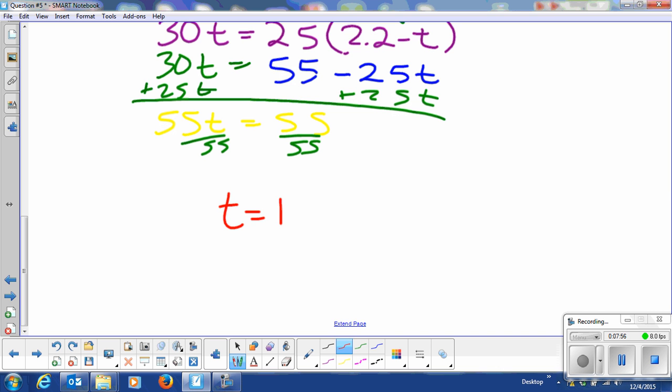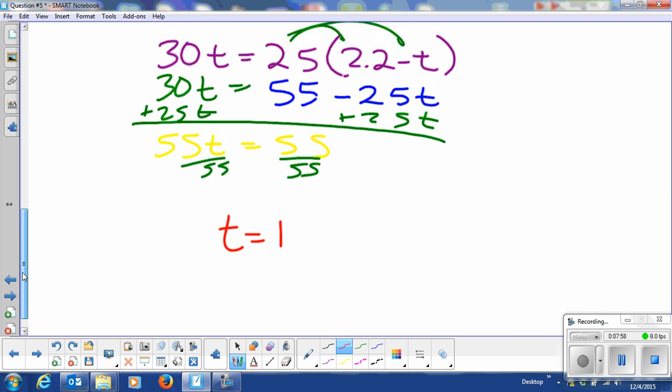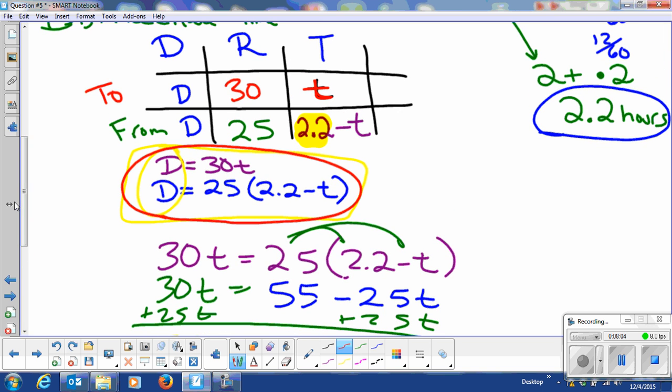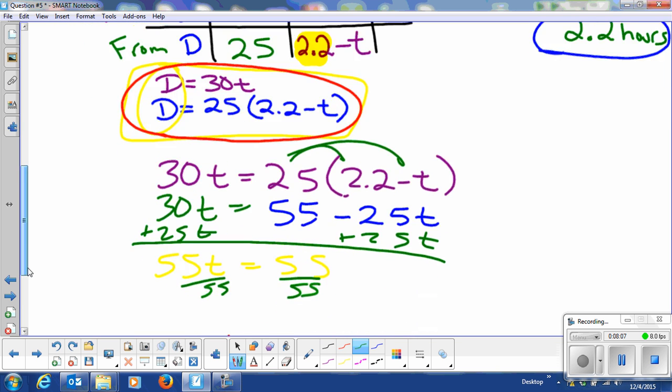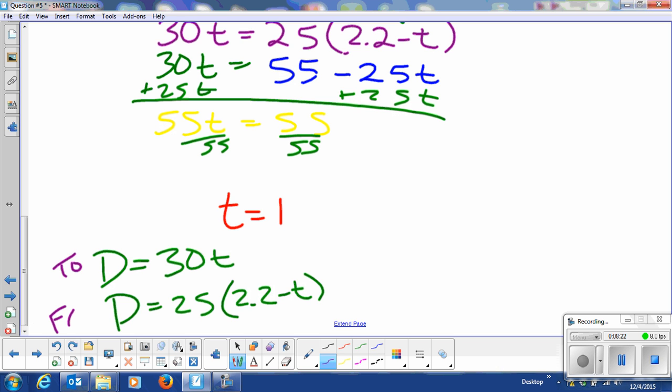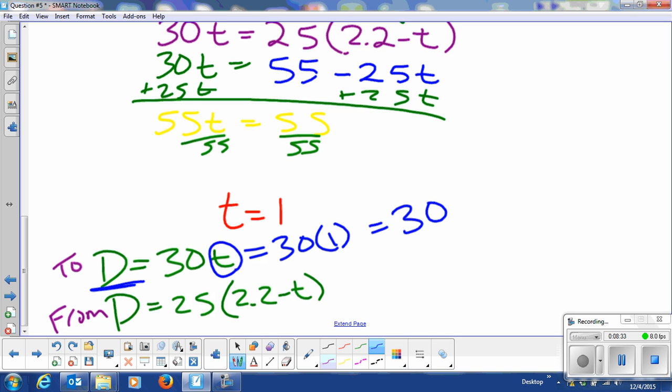So in both of my distance equations, t is going to equal 1. So I'm going to come back up here, and you notice my distance equations right here. So let's come down. That means distance equals 30 times t, distance equals 25 times (2.2 minus t). Remember, this was the to, and this was the from. So if I plug in t, 30 times 1 is 30. So the distance traveled was 30 miles, because the time is 1.